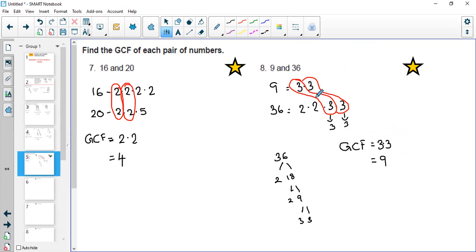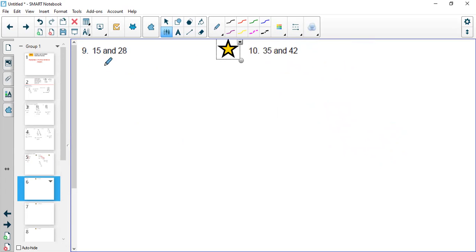So if you practice this, immediately when you look at 9 and 36, you know that the GCF is going to be 9, because 36 is also in the table of 9. So you will know that 9 is the greatest common factor. Right, let's go ahead and try some more.